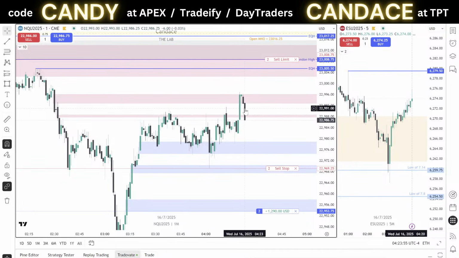Alright, that sucks. Price filled the whole 1 minute CB. Coming back right now. We'll see if this 1 minute order block can hold it.